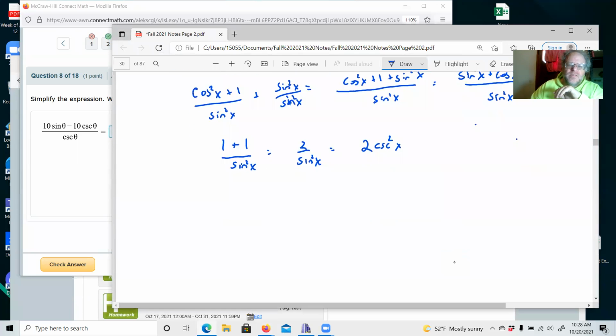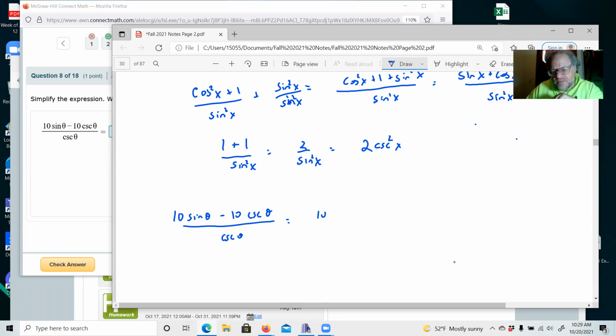Okay, so for this one, we have 10 sine theta minus 10 cosecant theta all over cosecant theta. Allow me to do this. Okay, you can break up the fraction on the top. So this is 10 sine theta times 1 over cosecant theta minus 10 cosecant theta times 1 over cosecant theta. Okay, just broke up the fraction, so I've got the first fraction, right, minus the second fraction, and instead of writing it as a fraction, I wrote it as 3 over 4 is equal to 3 times 1 over 4. Okay, that's all I did.